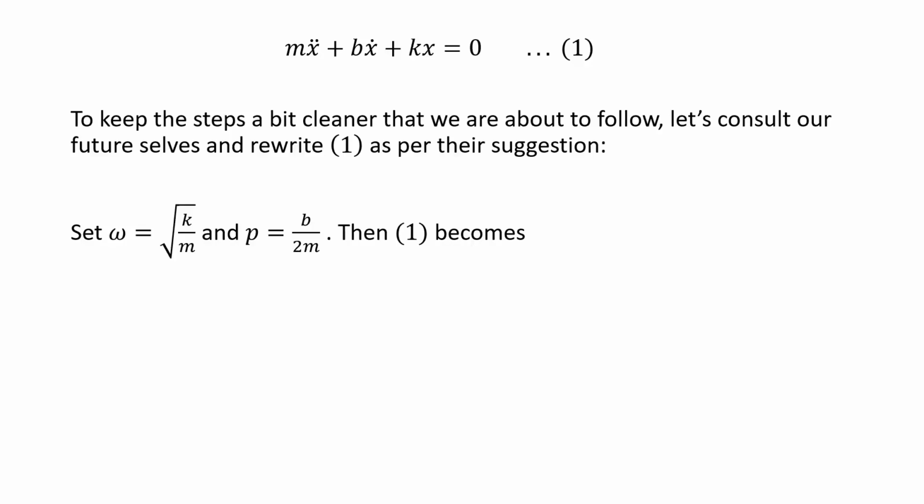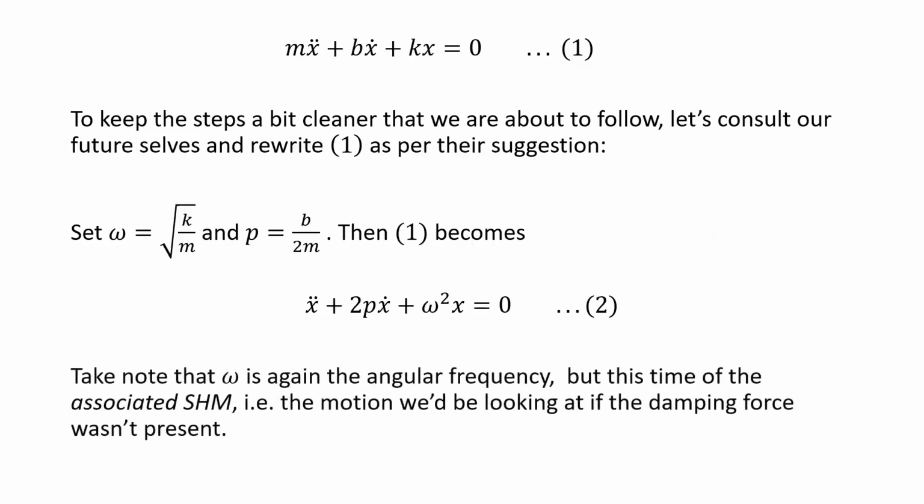So omega is equal to the square root of k over m, and p is b over 2m. If I use that to rewrite 1, I get this. So see that you get this as well. I just divided by m on both sides and used these two definitions. Again, not mathematically necessary. It will just make life easier for us. And take note that omega is again the angular frequency, but not of the motion that we are seeing, but of the associated simple harmonic motion. So the motion we would be looking at if b was 0, in other words, if the damping force wasn't present. Okay, so how do we proceed?